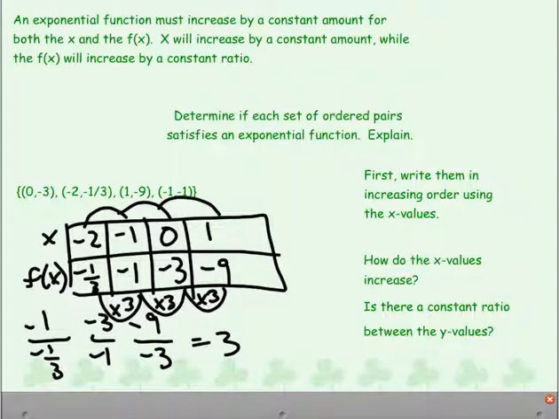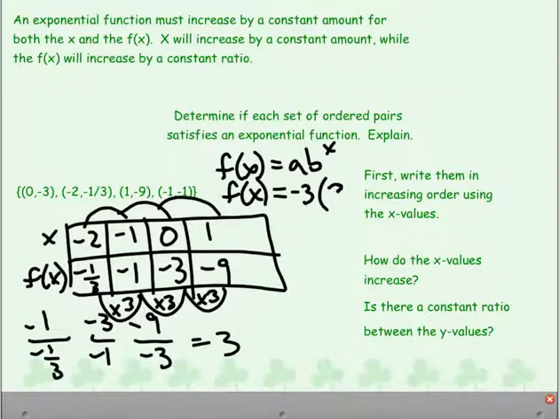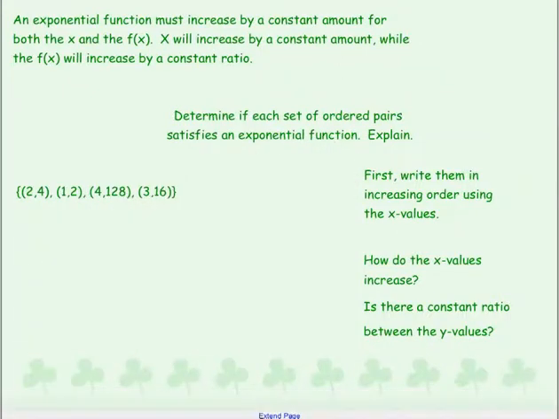And if you wanted to know the formula for this, well, f of x, if we have a b to the x power, well, f of x would be, a is actually always our initial value. We also call it the y-intercept, so we would have -3. Our b is always the constant ratio of 3, and we put it to the x power. And that's it. All right, let's try some other ones, finding if they are exponential functions.